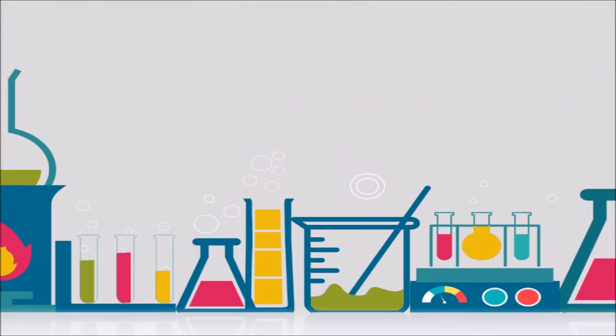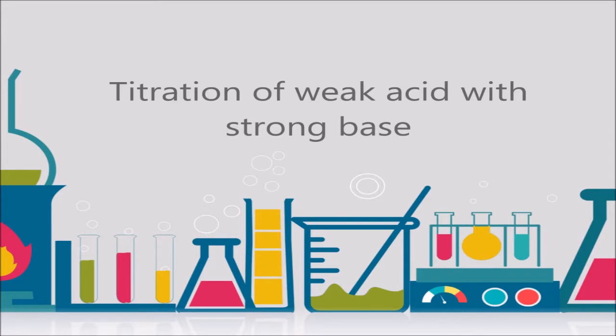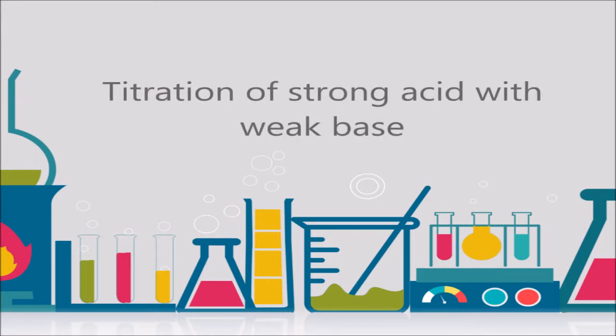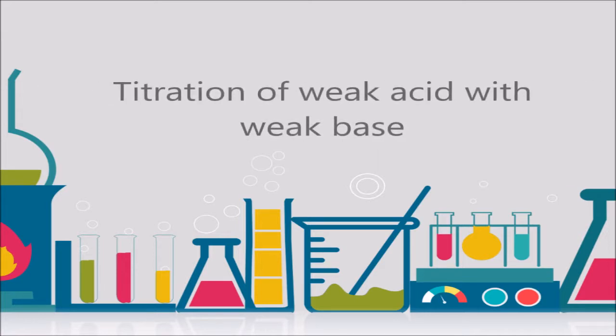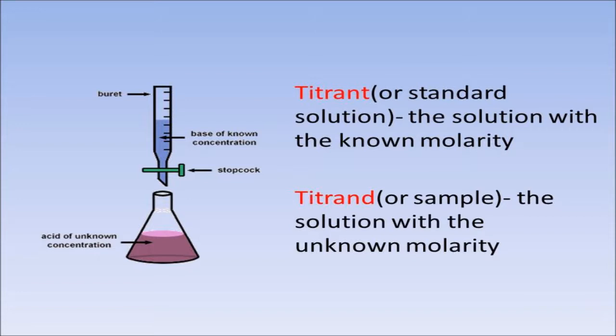There are four types of acid-base titration. First one is titration of a strong acid with a strong base. The second one is titration of a weak acid with a strong base. The third one is titration of a strong acid with a weak base. And the last one is titration of a weak base with a weak acid. Titrant or standard solution is the solution with a known molality. And analyte or sample is the solution with an unknown molality.